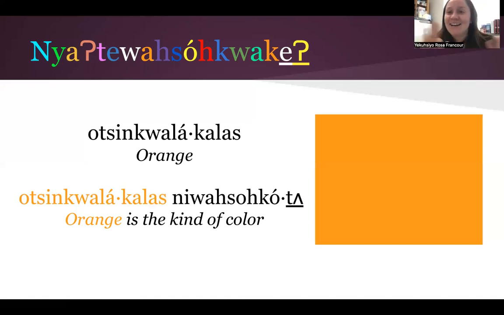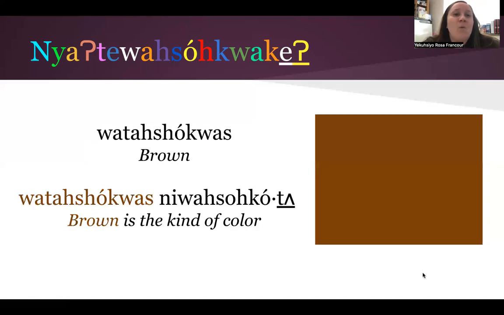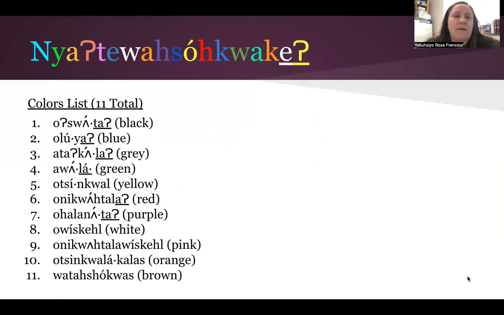So Ojinkulagalas is orange. Ojinkulagalas niwasokod. Orange is the kind of color. Wadasogwas is brown. Wadasogwas, brown. All right. Those are all of our colors. I'm going to say them again. I'm going to say the full word, whispered ending, meaning. I'm going to say the word when it's used by itself or how it's used in a sentence, if that is applicable per word.